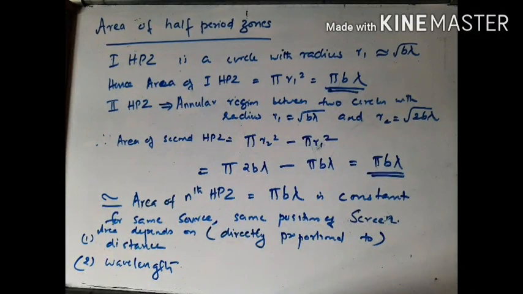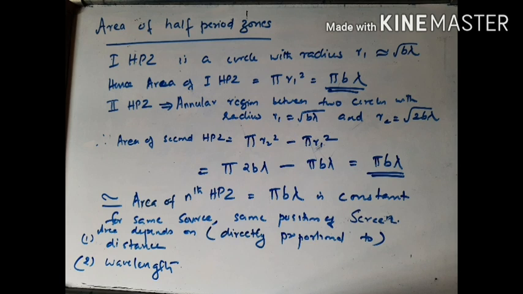Now let us calculate the area of half period zone. For that, you know that the first half period zone is a circle with a radius r1 equal to root of b lambda. Therefore, the area of the first half period zone is the area of a circle having radius r1, which is equal to pi r1 square, which is equal to pi b lambda.